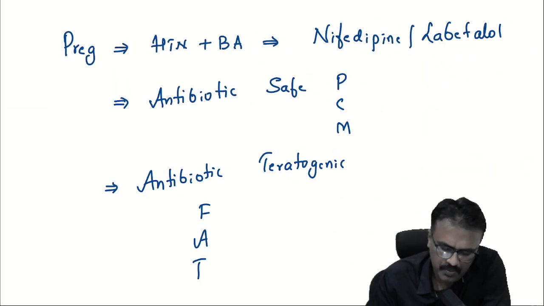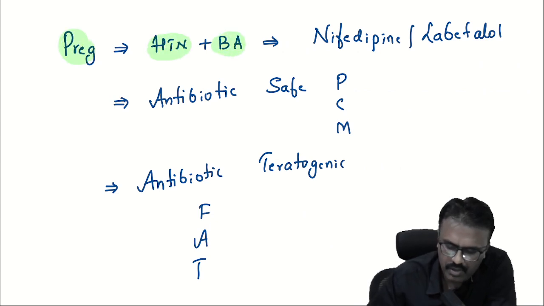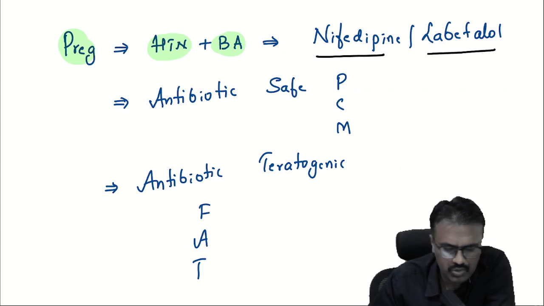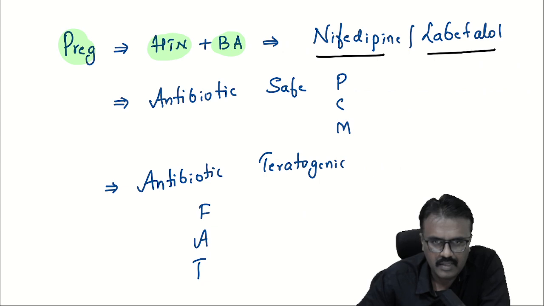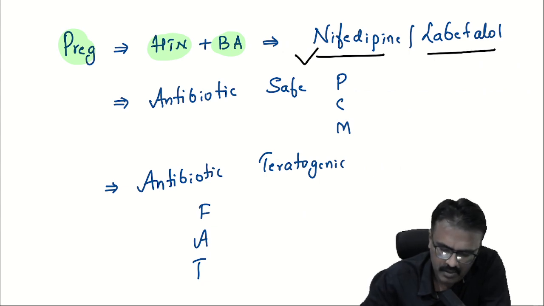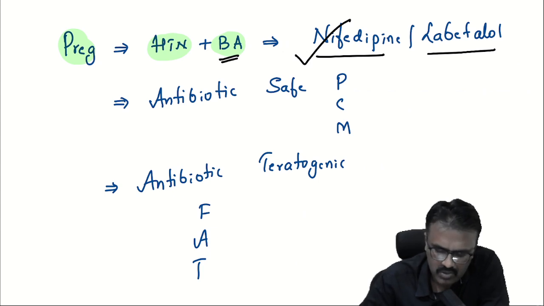Now tell me, suppose the pregnant lady, I will give you a scenario. She has hypertension also, asthma also. Will you give nifedipine or will you give labetalol? Choose any of these two. Sir, I will choose nifedipine. Why? Labetalol is non-cardioselective, which can cause bronchoconstriction and worsen asthma. So I will choose nifedipine in this case.